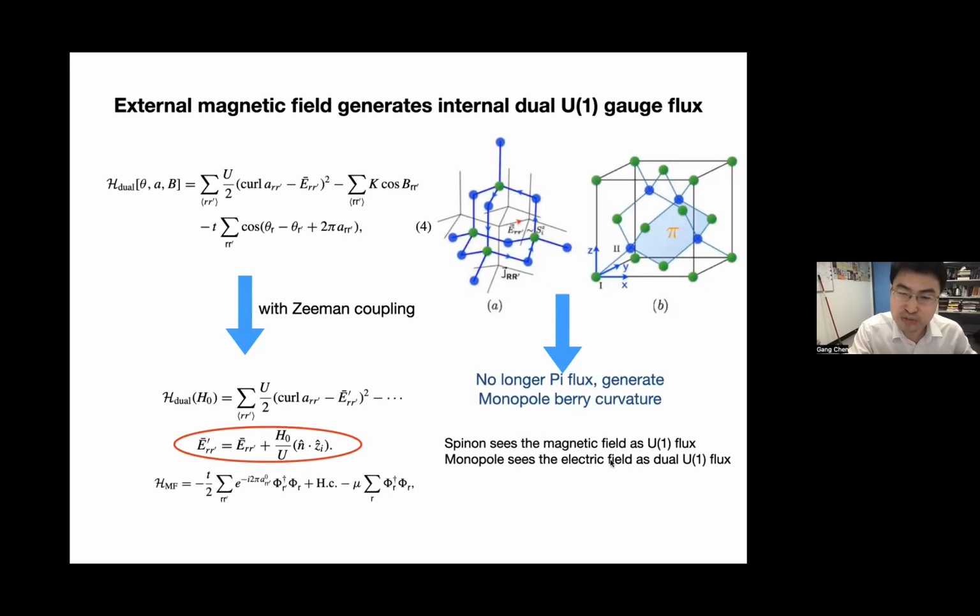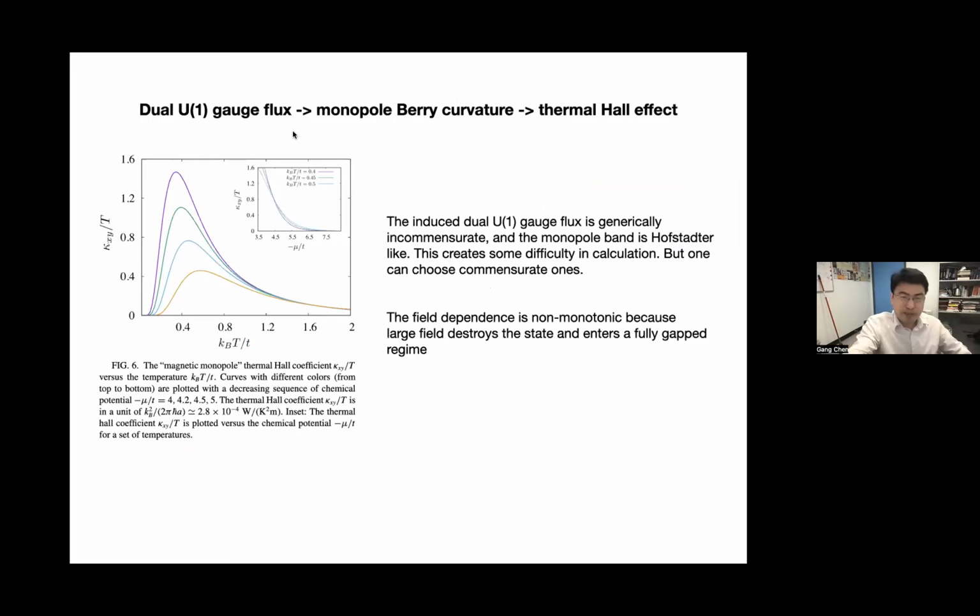So the monopole sees the electric field as a dual U(1) gauge flux. The dual U(1) gauge flux generates the monopole band curvature, and the monopole band curvature is reflected in the thermal Hall transport. And this is the calculated result of the temperature dependence of the thermal Hall conductance. The induced U(1) gauge flux is generically incommensurate, but it really doesn't matter. It creates some difficulty in the calculation, but one can choose a commensurate one to do the calculations. The field dependence is also non-monotonic, because a large field destroys the state and enters a fully gapped regime.